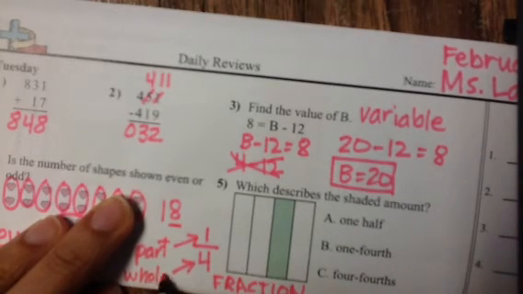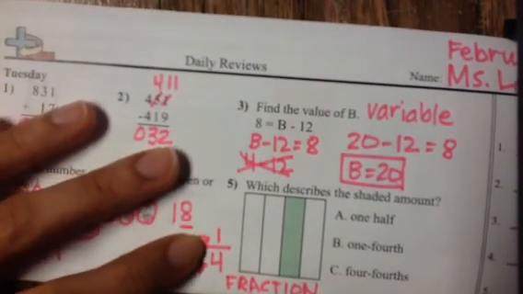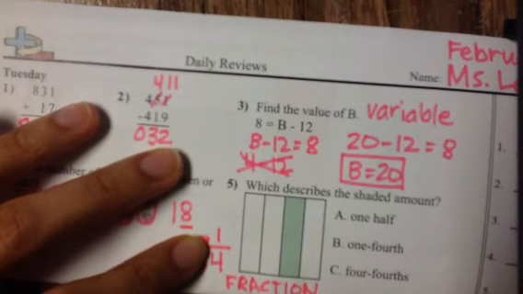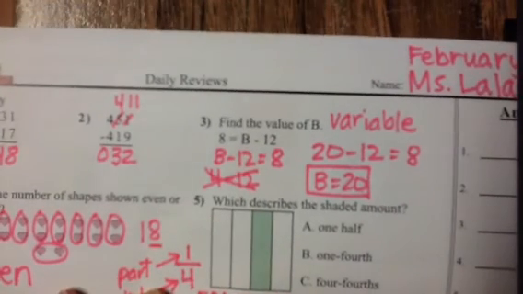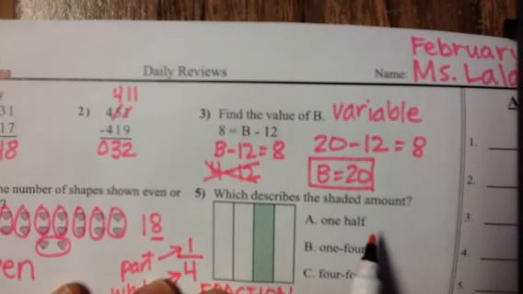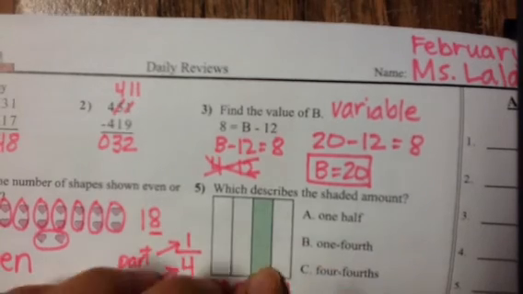And a fancy word for the top number, it's called numerator. And the fancy word, the math vocabulary word for the bottom number is denominator. Okay, 1/4. So let's check our choices. I have 1/2, I have 1/4, and 4/4. I already told you the answer. Which one is it? 1/4.